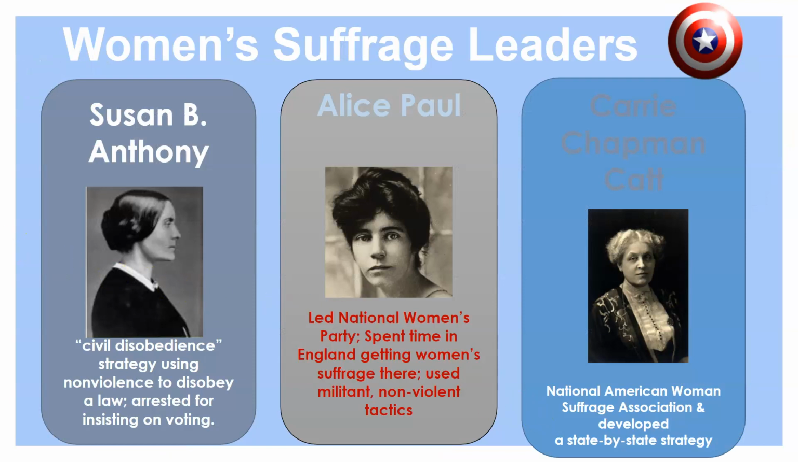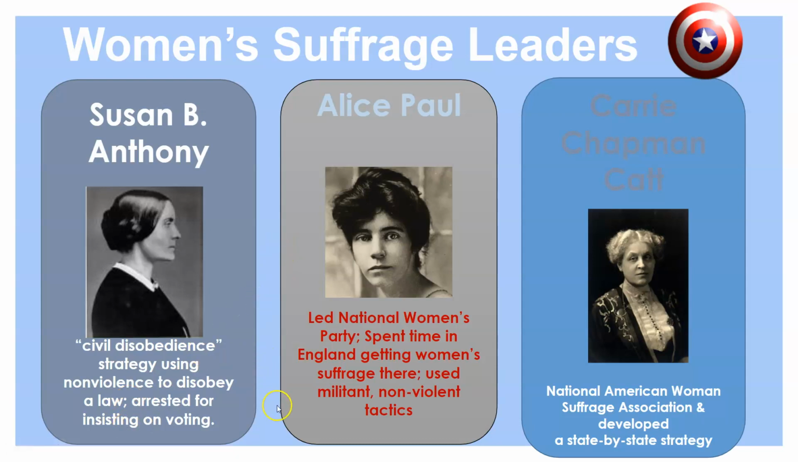But there were some women that worked to bring us the right to vote. I say us because obviously I fall into this category, and I wouldn't have the right to vote. Ladies, we wouldn't have the right to vote but for these women. Susan B. Anthony used civil disobedience, the idea of using nonviolent means to disobey a law in order to bring attention to something that might need to be changed.